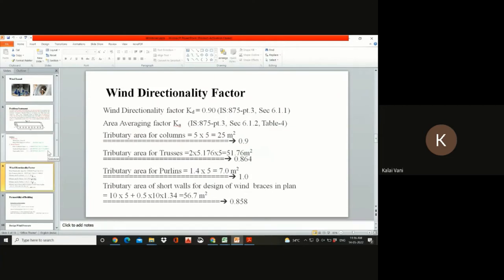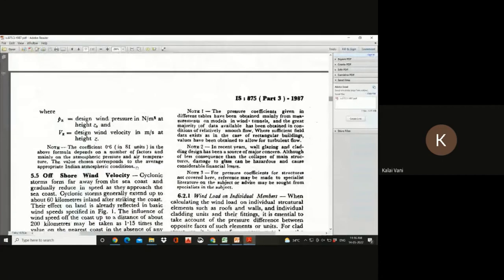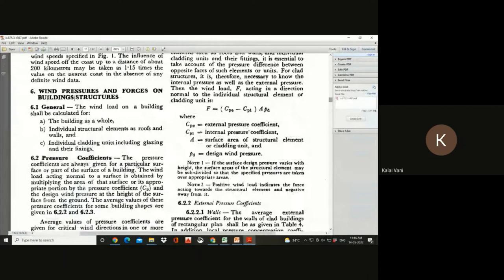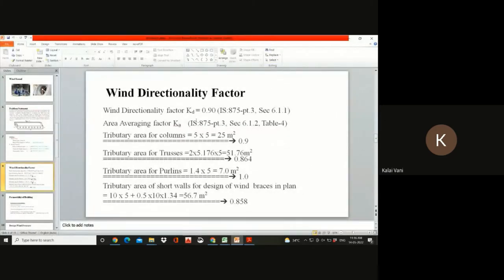And next, the wind directionality factor. This wind directionality factor is fully based on KD, which is in section 6.1 (section 1-1). Wind load can be calculated for a building as a whole, an individual structure, or an individual structure with cladding, right? Here the directionality factor, whether it is 0 degree or 90 degree, we can consider as 1. Usually in industry we consider KD as 1. Here they have taken 0.9, but to round off or take the worst case, we can consider KD as 1.